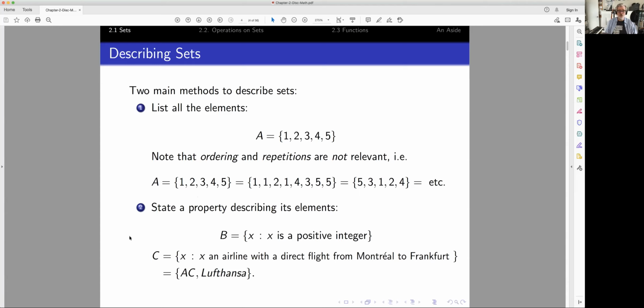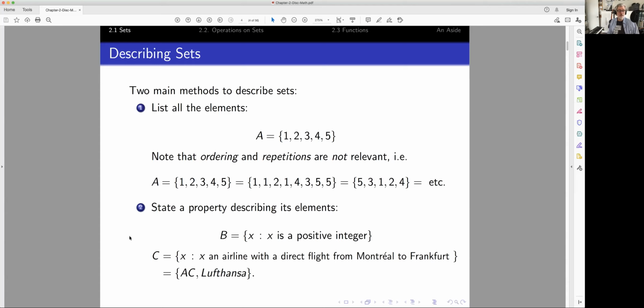Another way to describe a set, which is more common because most sets are too big to list all possible elements, is to describe the elements by some defining property. This is something you've probably seen for intervals and subsets of the real numbers. Here the set B, how do you read this? This is the set of all x such that x is a positive integer. So an element of B is any positive integer.